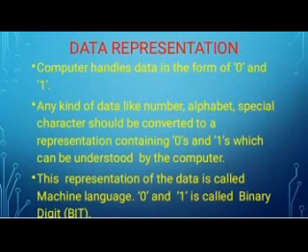Next, 0 and 1 is called a binary digit. The short form is bit: binary, B-I, and then digit, at last T. So bit is binary digit. So zeros and ones we can call as bits.